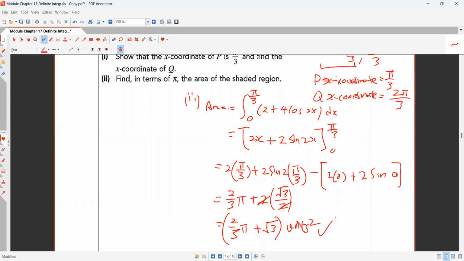Where's my module? We got square root 3. Yeah, square root 3 over 2. The sine.